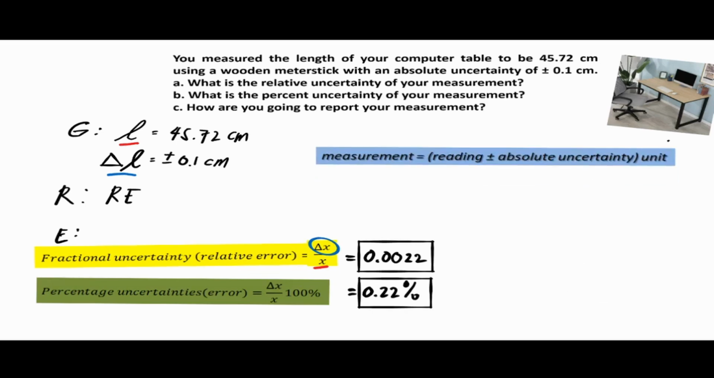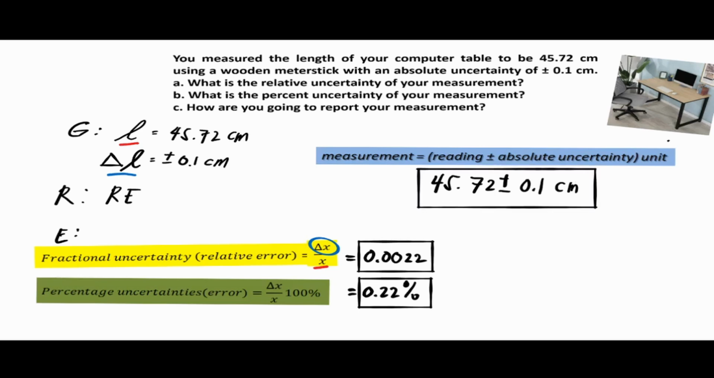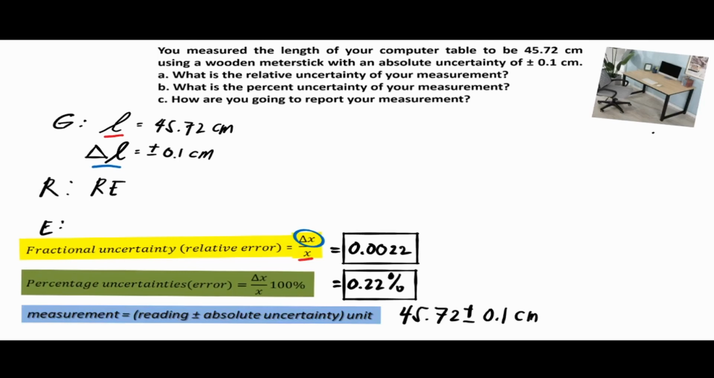For letter C, our measurements are best reported with the reading plus minus the absolute uncertainty and, of course, the unit. So our reading here for the length of the table is 45.72 plus minus the absolute uncertainty of 0.1. Then the unit is centimeter. So here are our answers for this problem.